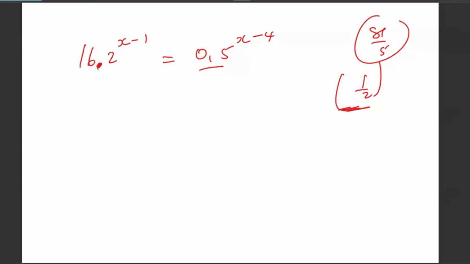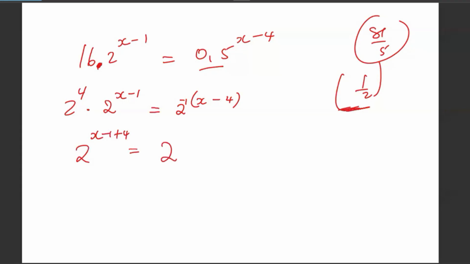We cannot have a 16 comma something. So this should be 2 to the exponent of 4. This is 2 to the exponent of that, okay? Then this side, we know that a half is the same as 2 to the negative 1. But now we're multiplying it by something like that. Let's simplify this. Bases are the same. We must add up the exponents. That's x minus 1 plus 4, which is 2 to the negative x plus 4.